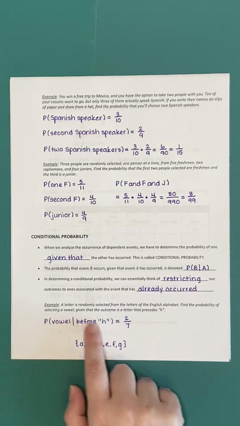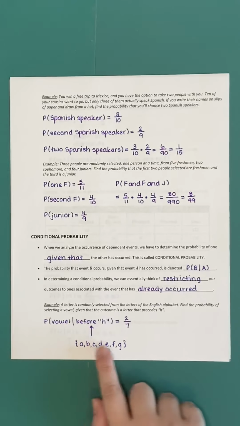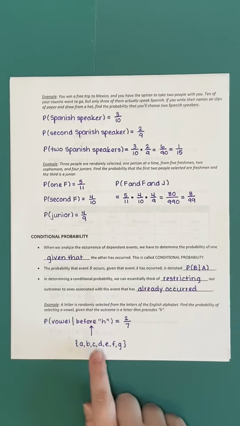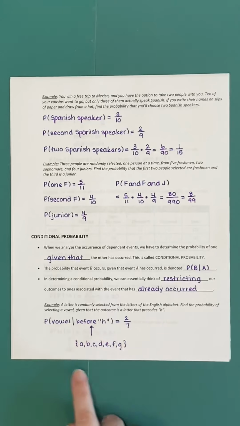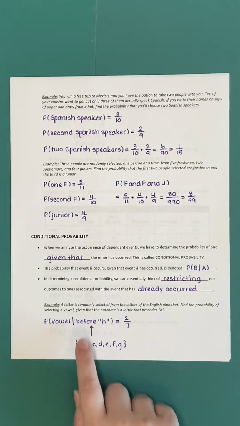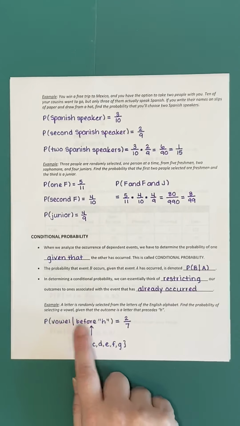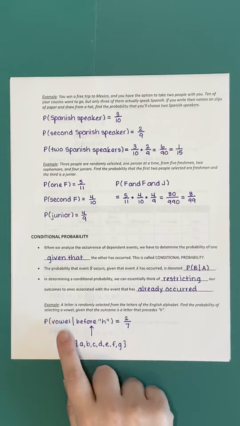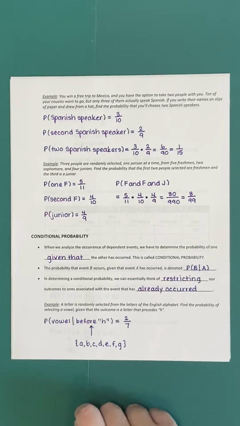Well, based on the fact that we've only picked letters before H, how many ways can we choose a vowel from that restricted group? Well, there's 2 vowels in that group, so A is a vowel and E is a vowel. So out of the limited sample space we now have based on the previous outcome, we have 2 ways for our event, the event of choosing a vowel, to occur.